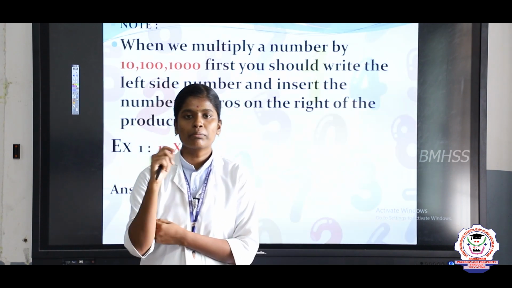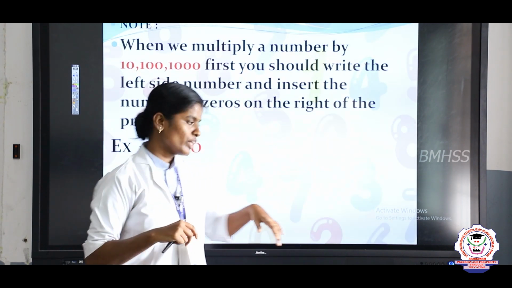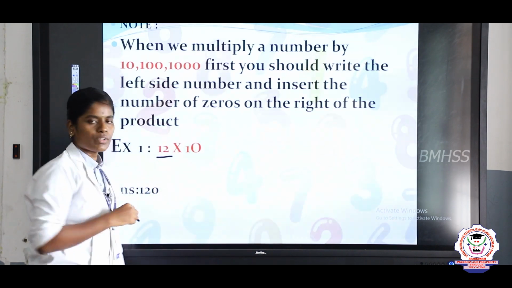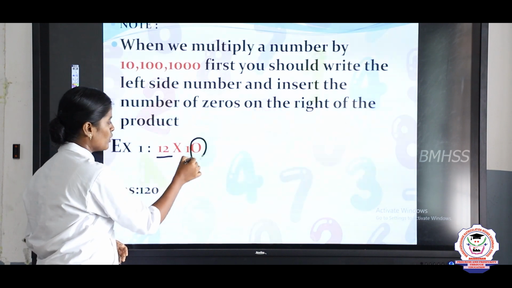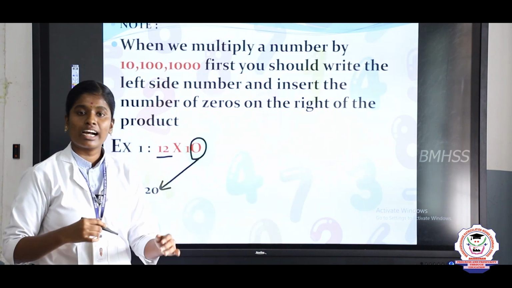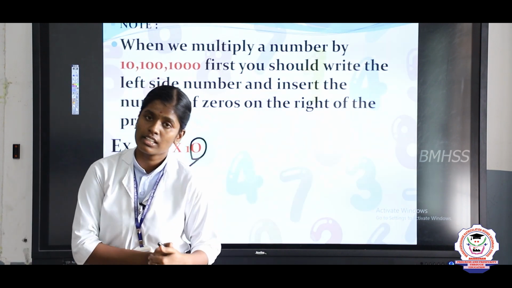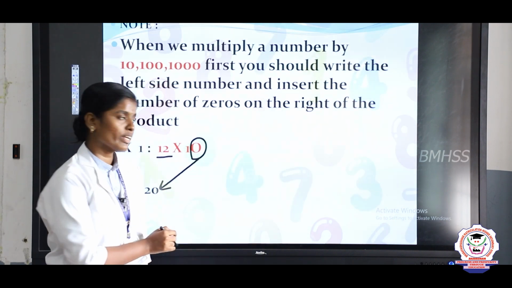So listen, the first question is 12 multiply by 10. First you are going to take and write the question. What is the question here? Here the question is 12. So write 12 and insert 1 zero. The answer is 120. What is the answer? 120.